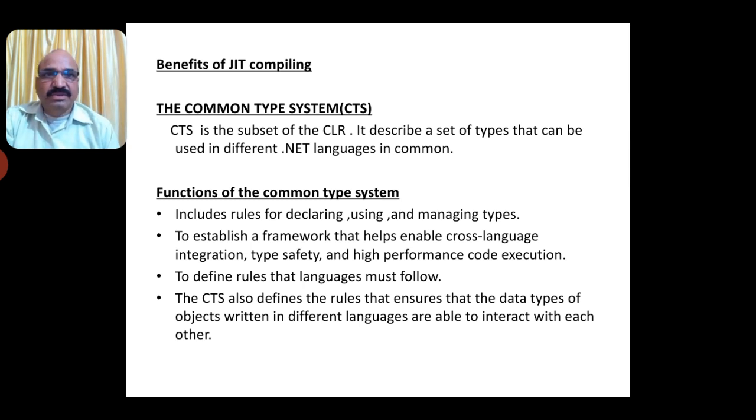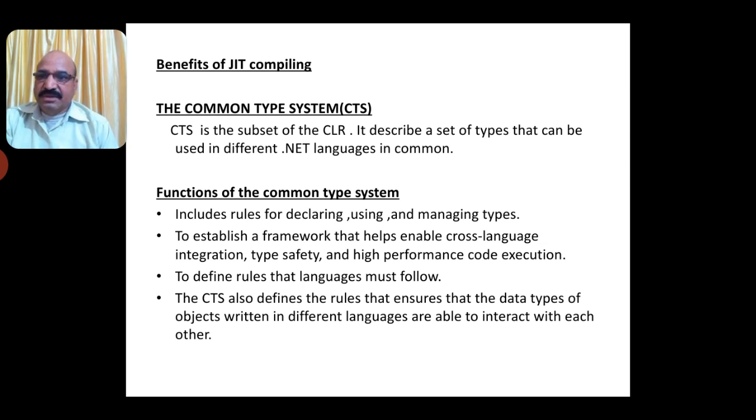Now, what is the common type system? This is also an important component of the CLR, and it describes a set of types that can be used in different .NET languages in common. So the common type system ensures that many languages can be equal in data type.